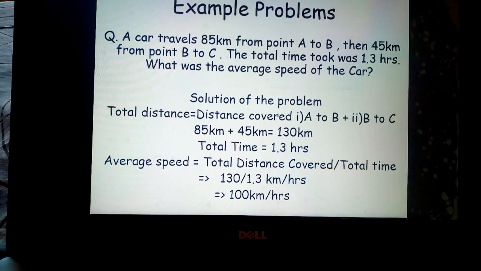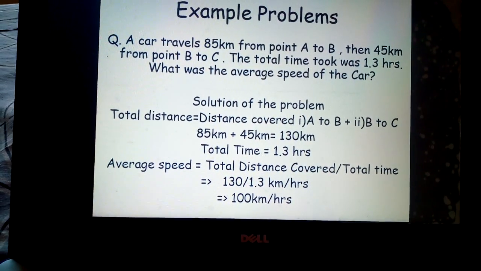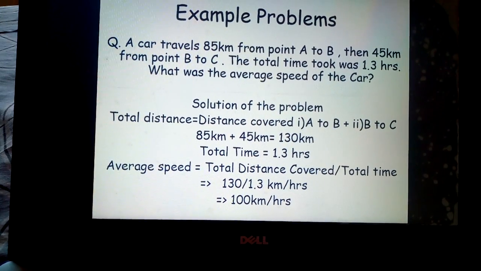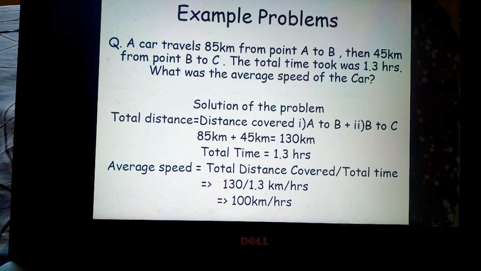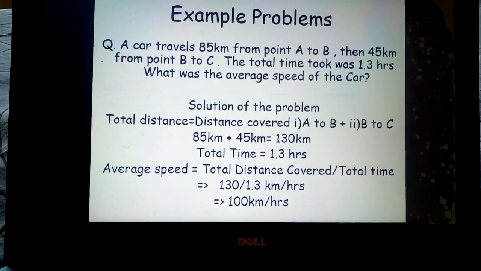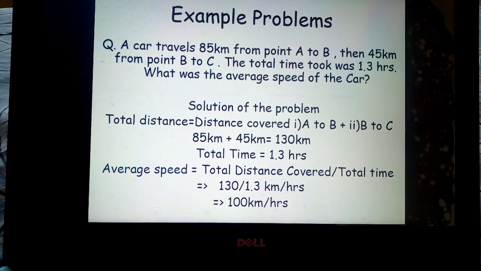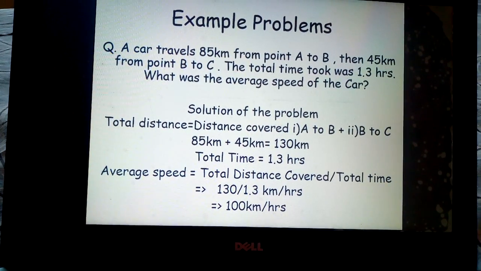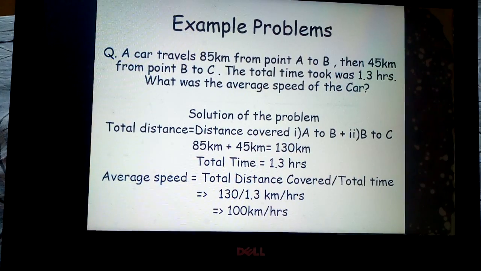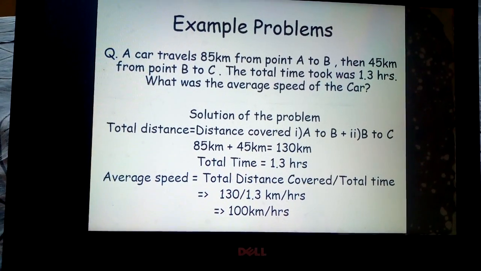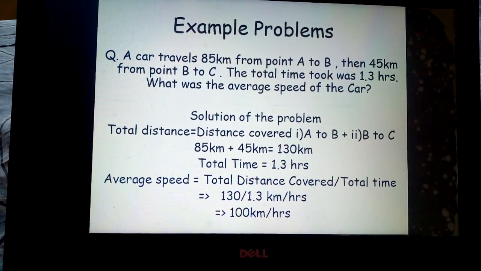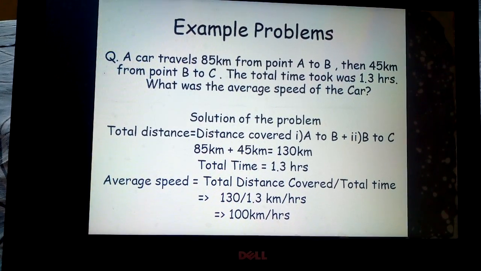Now we have the total time, which is 1.3 hours. So how can we calculate average speed? That is total distance covered divided by total time: 130 kilometers divided by 1.3 hours, that is 100 kilometers per hour. This will be the average speed of the car.